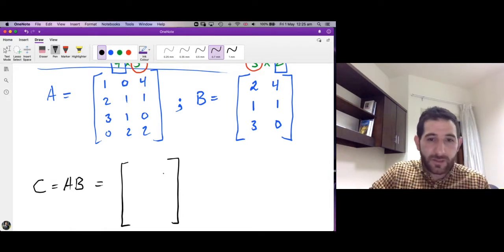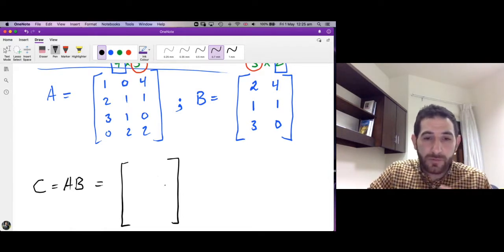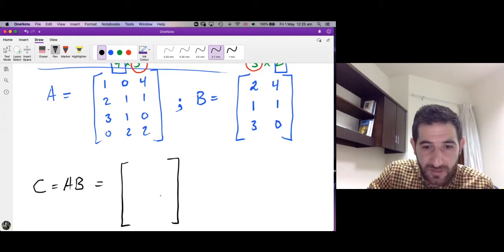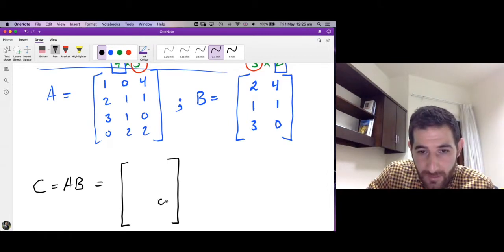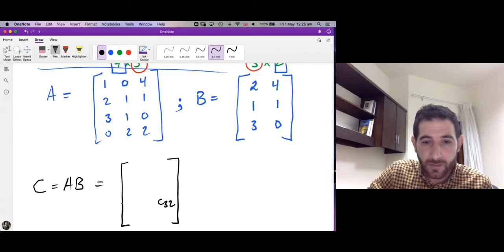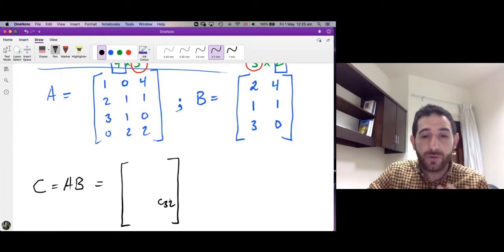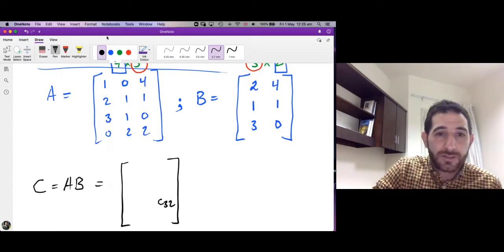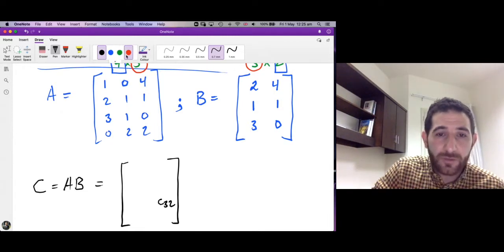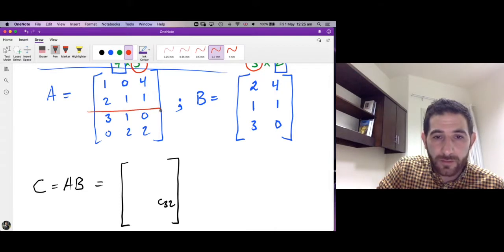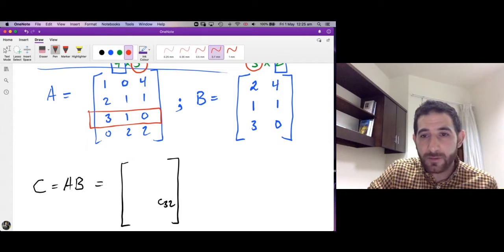Now for example, we don't need to compute all of them. If you want just one entry, say the entry C32. So what's C32? It's in the third row and the second column. So how do you compute C32 from A and B? Again, the slogan is row by column. You go to the third row of A. So 1, 2, 3. You look at the third row of A. And 2 means the second column of B.